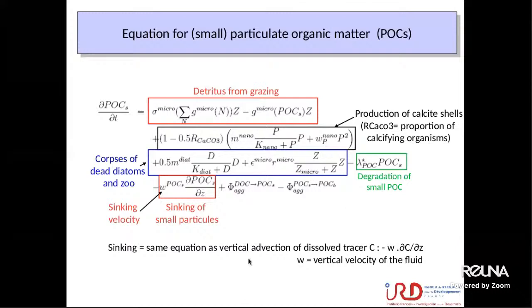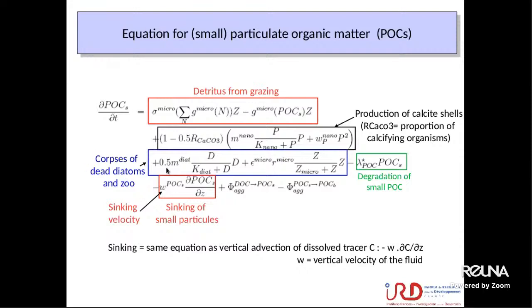Okay, now I'm going to POC. So small POC results from different things. Again, the grazing. Part of the grazing: when the zooplankton graze, they don't ingest everything. They spit out some of the food that they try to eat, so they produce some detritus. There is also a production of calcite shells, because a proportion of the small phytoplankton is counted as calcifying phytoplankton.